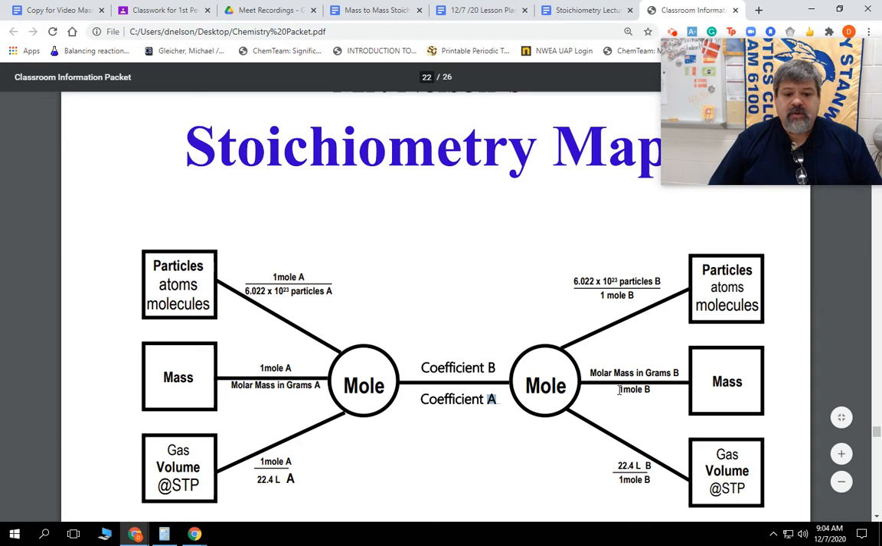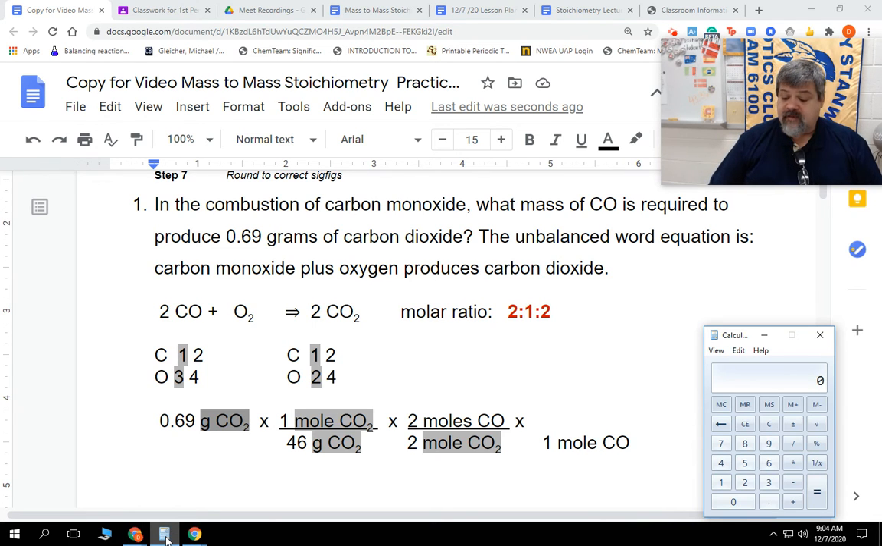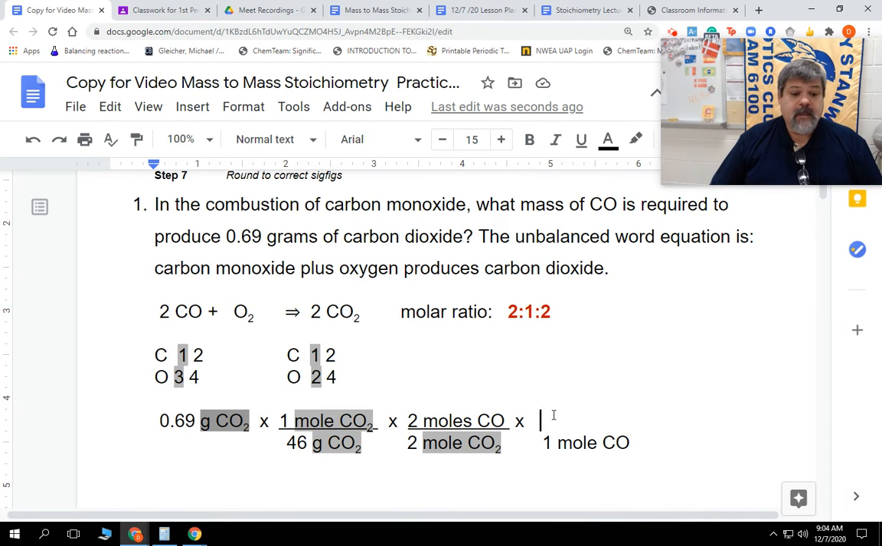So if I go back to my stoichiometry map, if I have it in moles, now I have to use this. So I'm going to put my moles on the bottom and my molar mass in grams on the top. What that shows us is we cancel it down. So 1 mole of carbon monoxide equals how many grams of carbon monoxide? Well, the easiest way to do that is to say I have 1 carbon at 12 plus 1 oxygen at 16 equals 28. Now that's going to be 28 grams of CO.